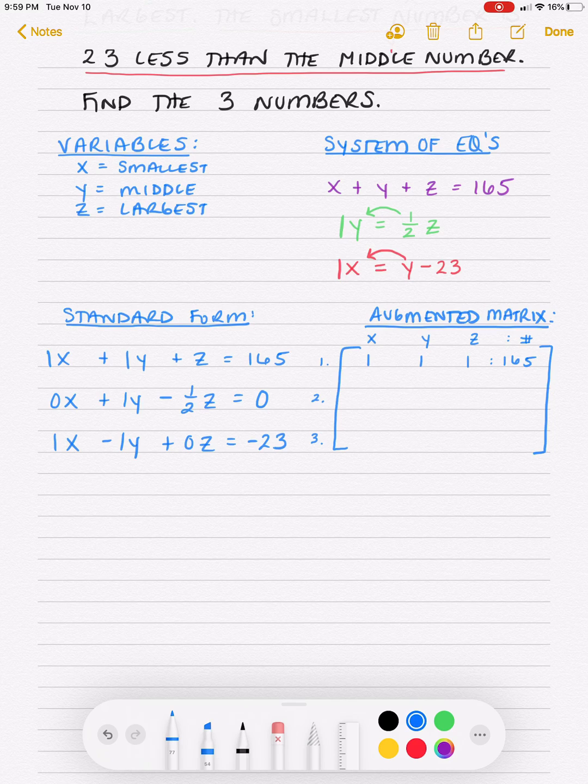right? You can see right here that all of these coefficients are 1. The second equation is 0x, 1y, negative 1/2 z, dot dot, 0. The third equation is going to be 1, negative 1, 0, and negative 23. So hit pause if you need to. Take a look at where that came from. And when you're ready, I need you to go get your graphing calculator.